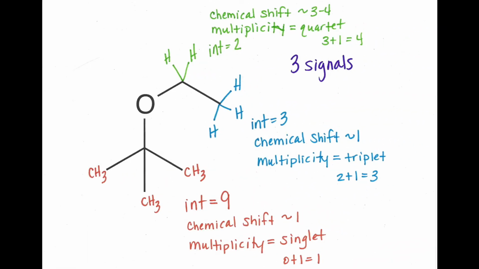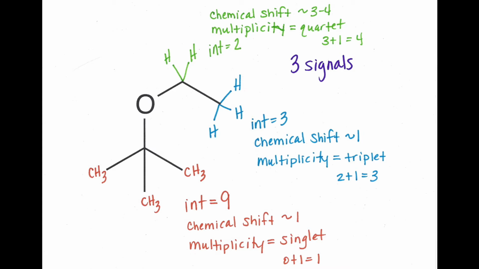For this molecule, we are expecting 3 signals in our NMR. The orange protons represent a tert-butyl group. We'll see an integration for 9, and because they're methyl groups, we expect their chemical shift to be at about 1. But they're not so far from that electronegative oxygen, so we also understand that it would be reasonable for that chemical shift to be a little bit higher than 1.